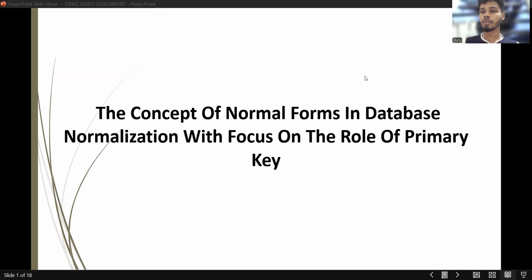Today we are going to explain some of the most important topics related to DBMS, that is Database Management System. The topic is the concept of normal forms in database normalization, with a focus on the role of the primary key. There are different types of normal forms in the DBMS, defined with the help of primary keys. So let's begin the presentation.